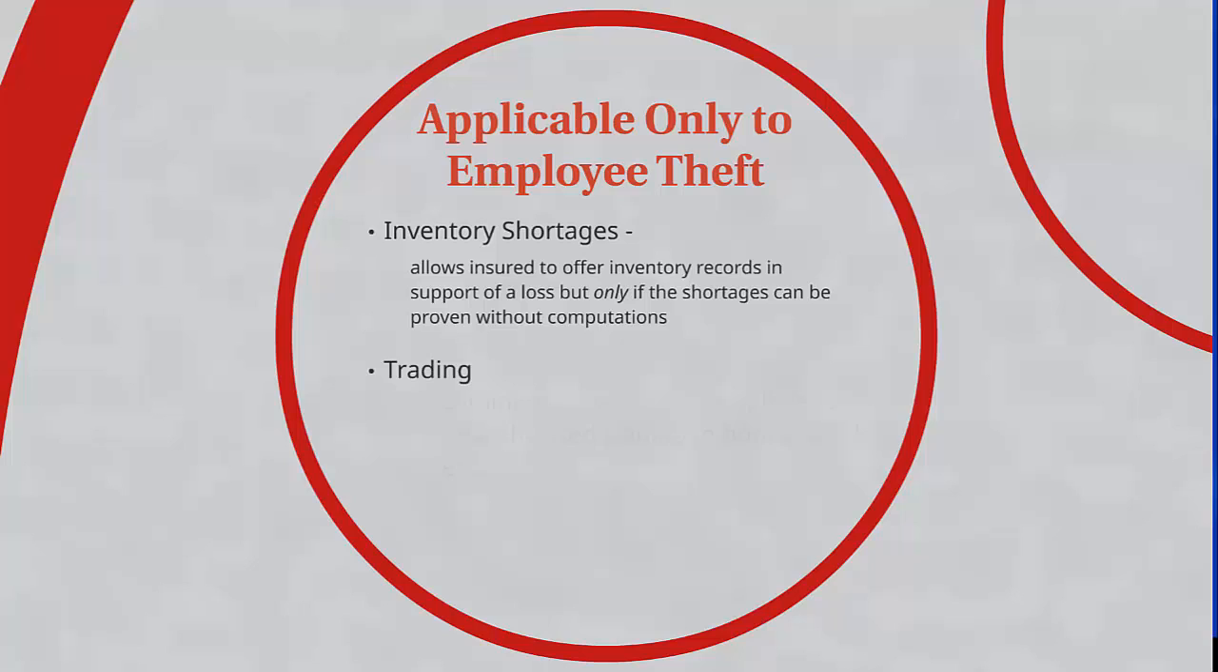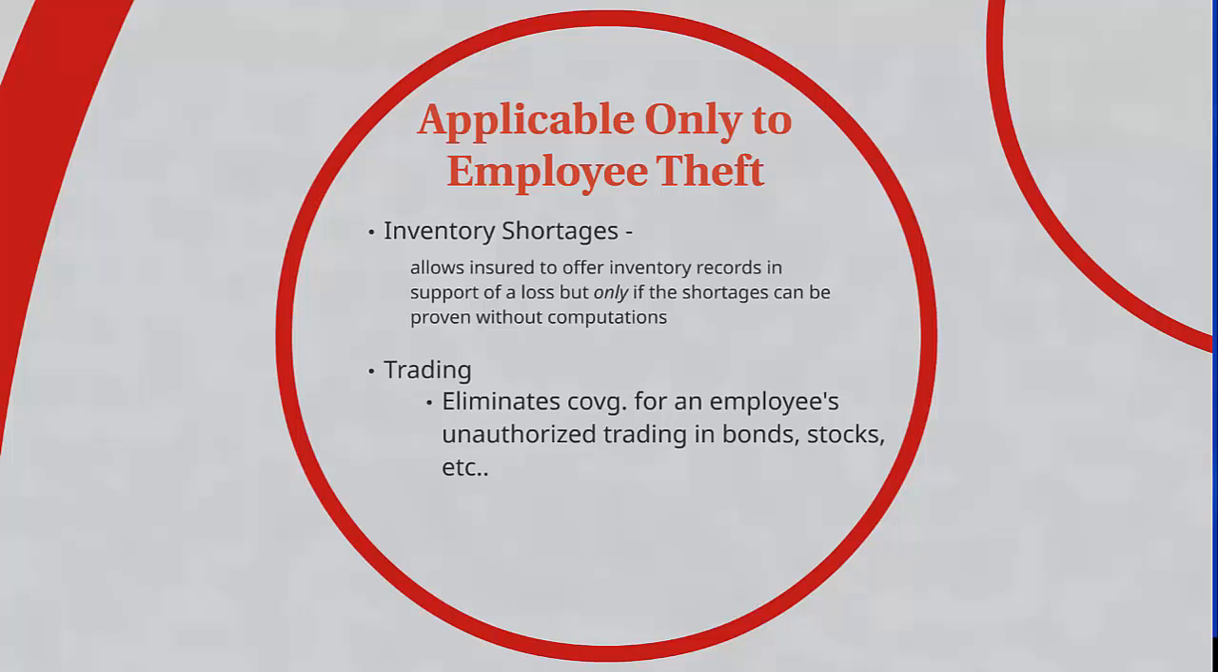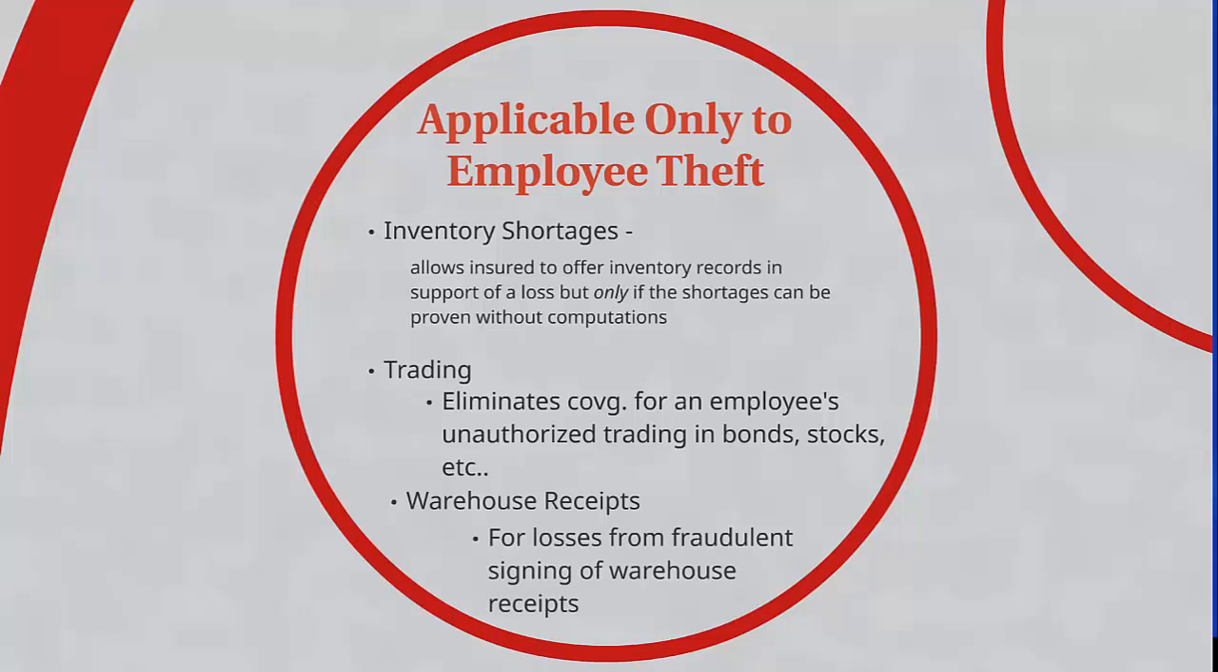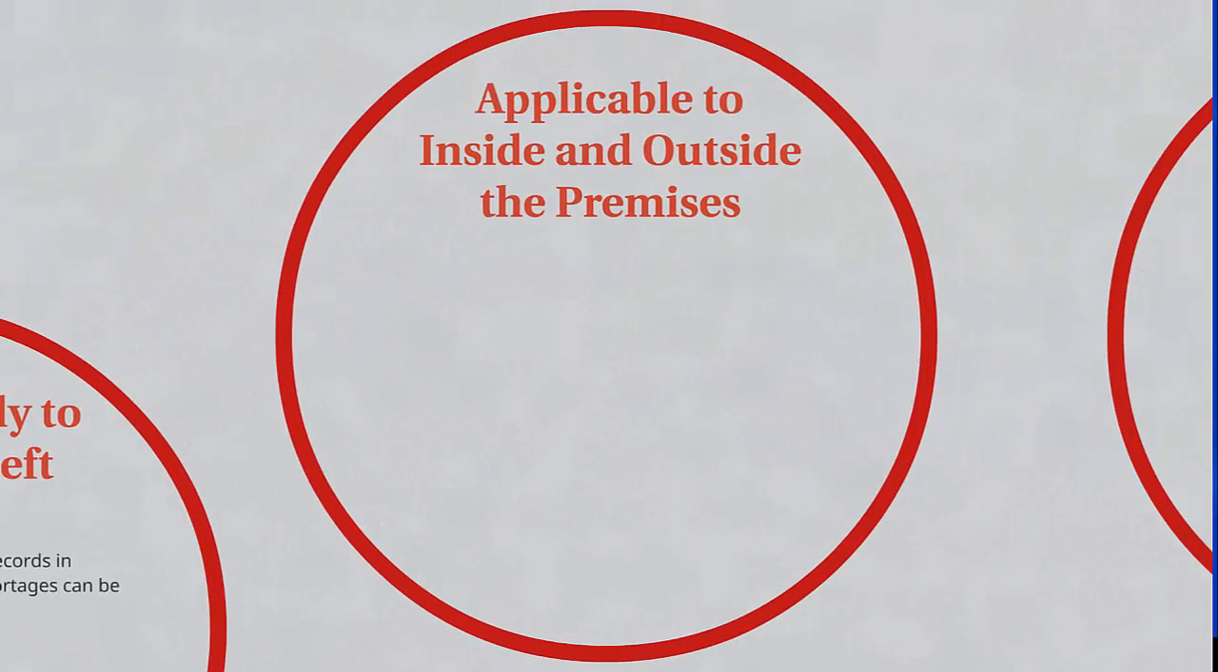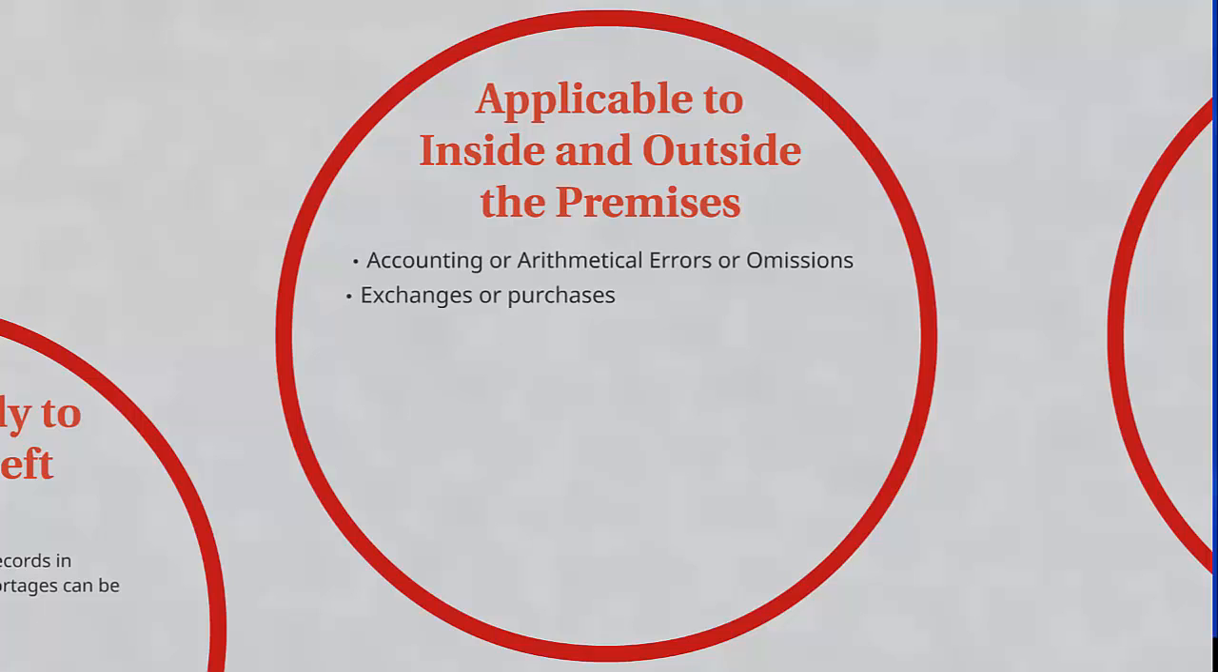Additionally, trading is excluded. This eliminates coverage for an employee's unauthorized trading in bonds, stocks, etc. And warehouse receipts are excluded for losses from fraudulent signing of warehouse receipts. Now, exclusions applicable to inside and outside the premises. Accounting or arithmetical errors or omissions are excluded. Exchanges or purchases.